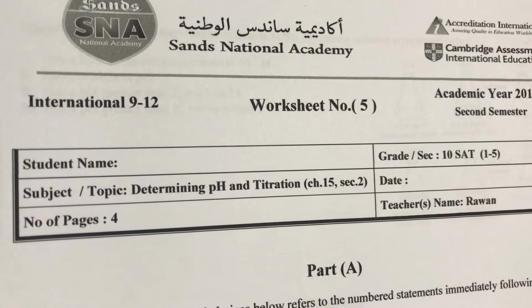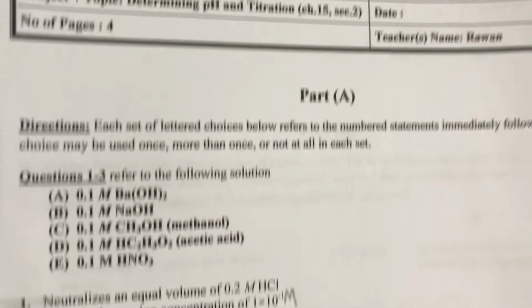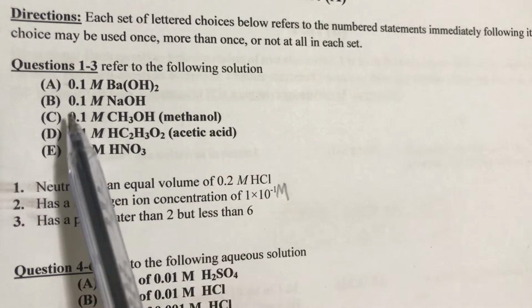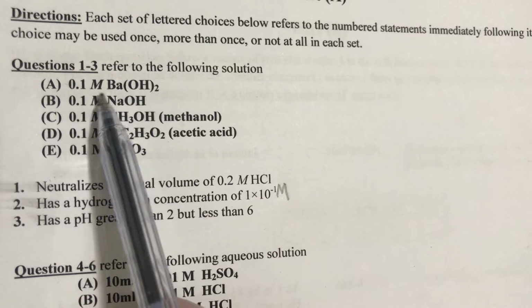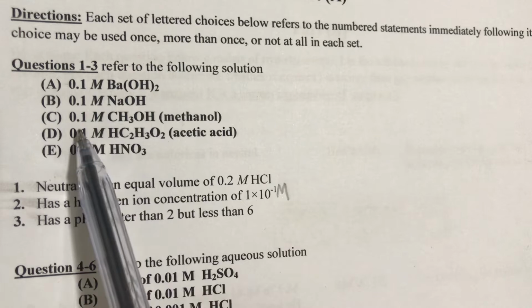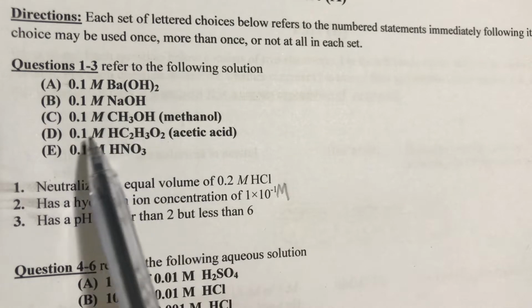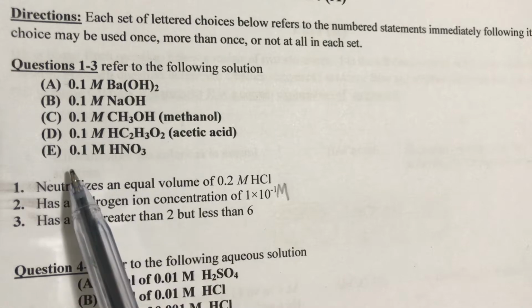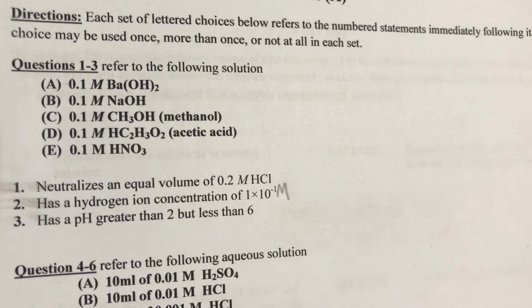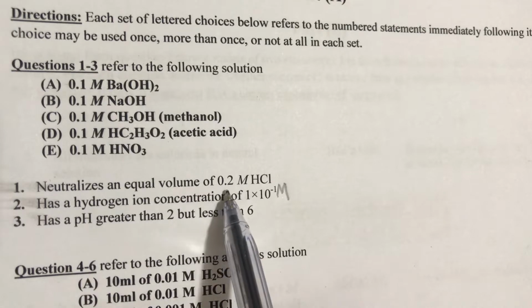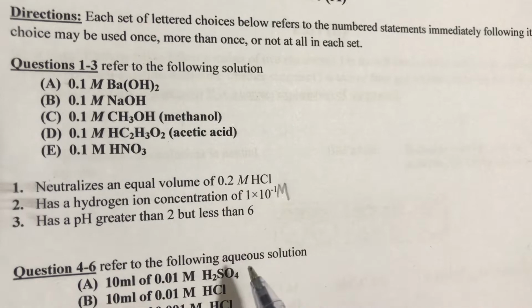Worksheet number 5, determining pH and titration. Now question 1 to 3, refer to the following solutions: 0.1 molar barium hydroxide, 0.1 molar sodium hydroxide, 0.1 molar methanol, 0.1 molar acetic acid, 0.1 molar nitric acid. Question 1: neutralized an equal volume of 0.2 molar HCl.